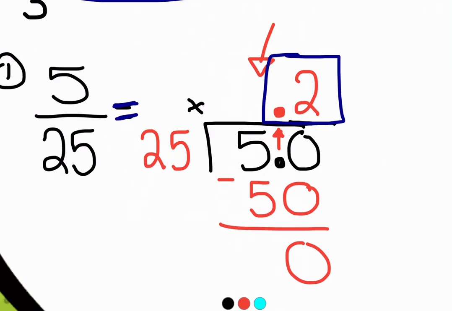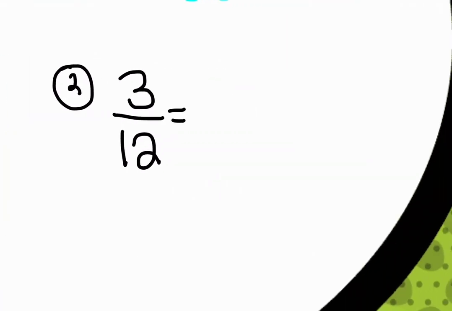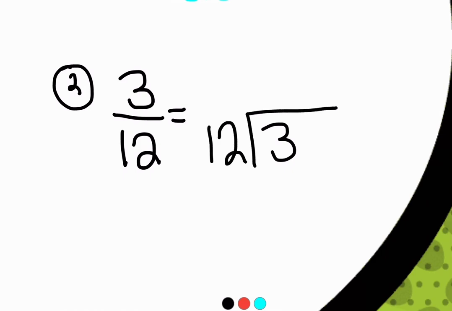If my friend had 25 slices of pie and ate 5 pieces, he ate the same amount as the friend that had 10 slices of pie and ate 2 pieces. I'm not changing the value, I'm changing the organization. Let's try number 2. The 3 goes inside the house. The 12 goes outside the house. And how many times can 12 go into 3? 0. So I put a 0.0 to help me out, give me some more to work with.